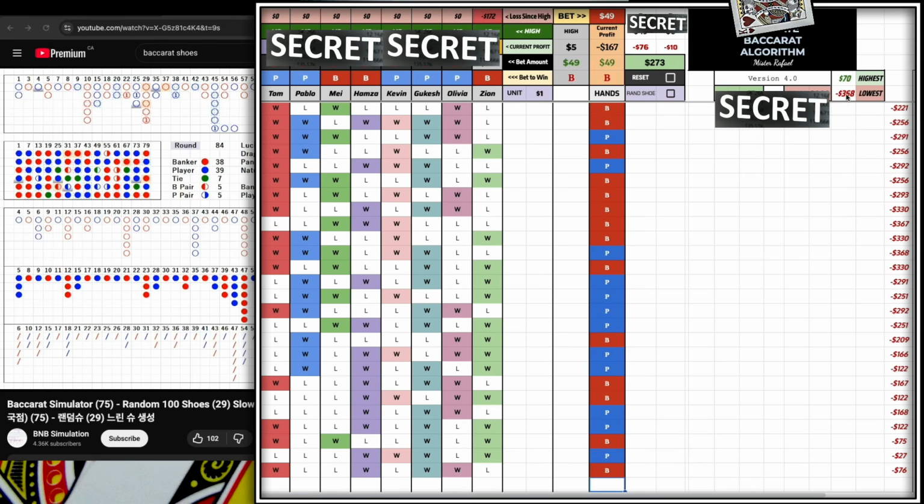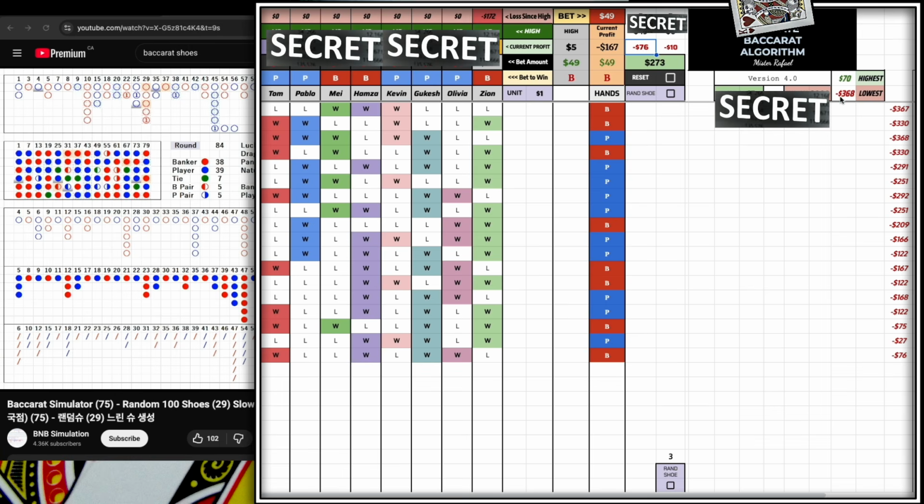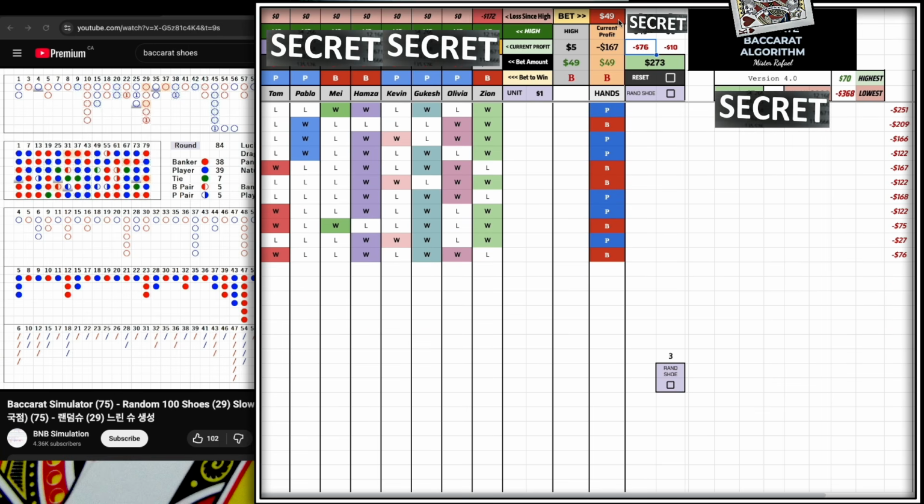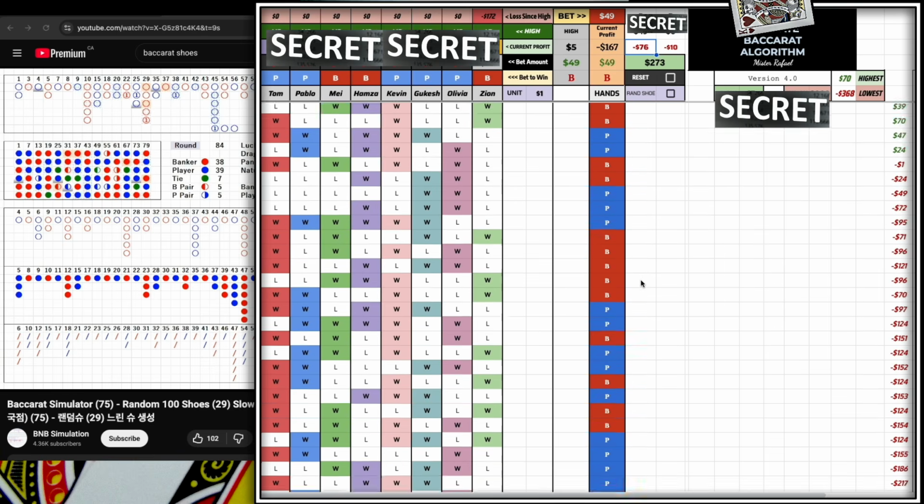Whoa, so we got down to minus $368. Highest profit 70, but we are currently sitting at minus 76. So we did make a little bit of a recovery from our lowest drawdown. Next bet would be $49 on banker. So this was 2 shoes. We're gonna need a third shoe here.